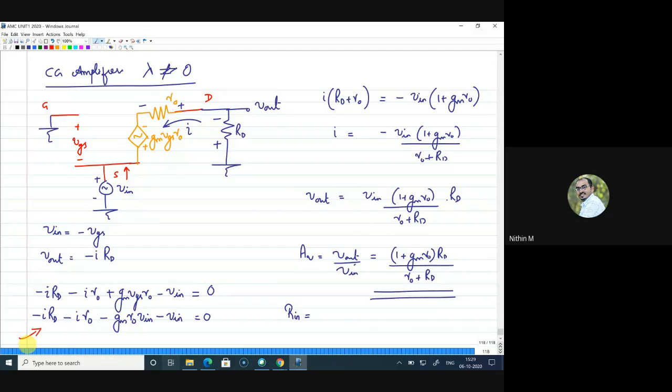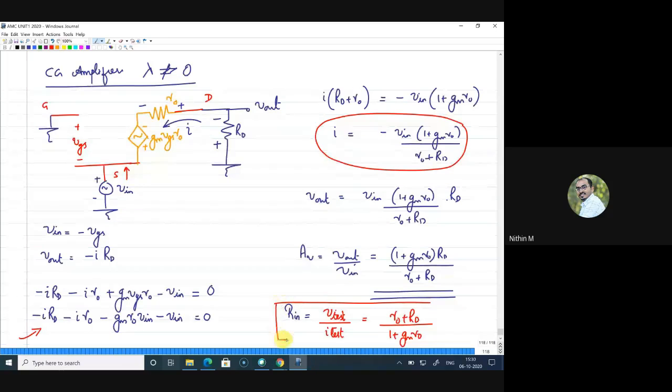The only difference is in place of minus I, you will have plus I test. In fact, you can use the same expression, in place of I you will have minus I test, and that minus and minus will get cancelled. So you can directly write what is Rin as V test by I test from the expression we already obtained. No need to derive one more time. That will be equal to R naught plus RD divided by 1 plus GM R naught.